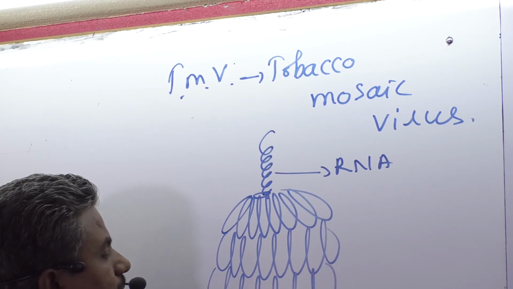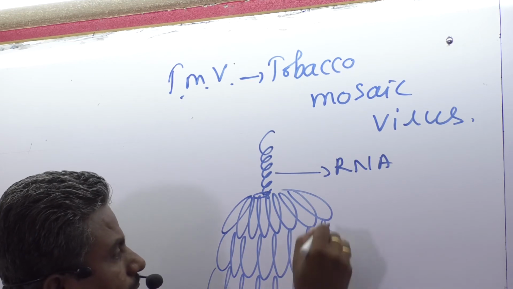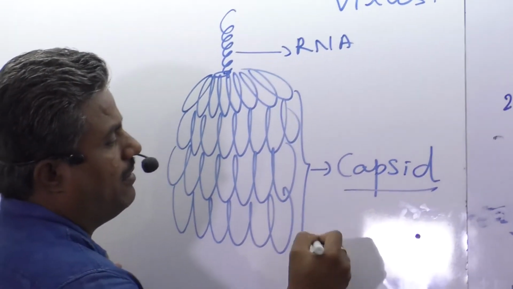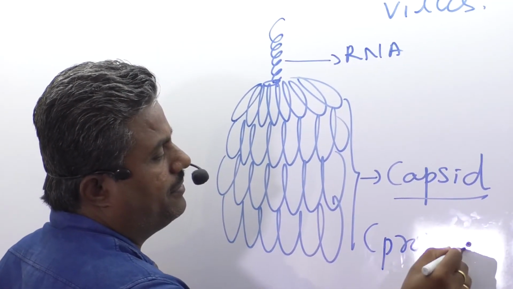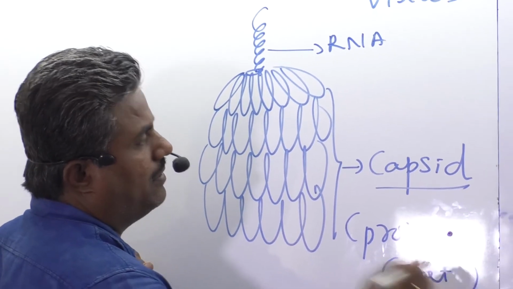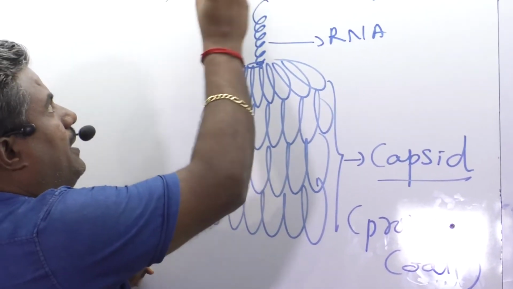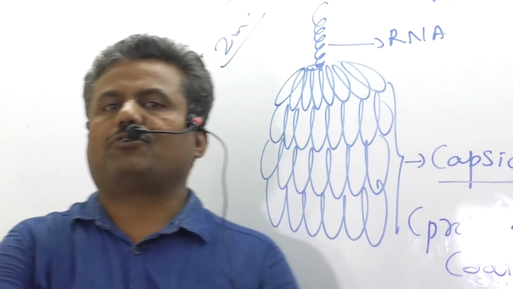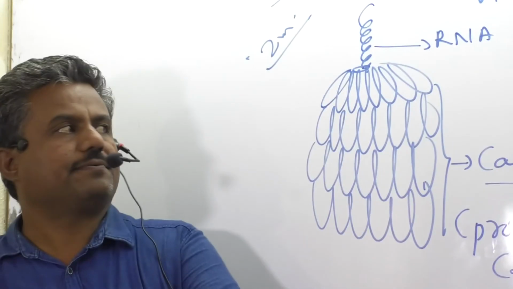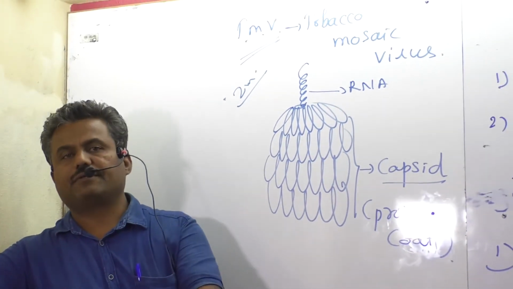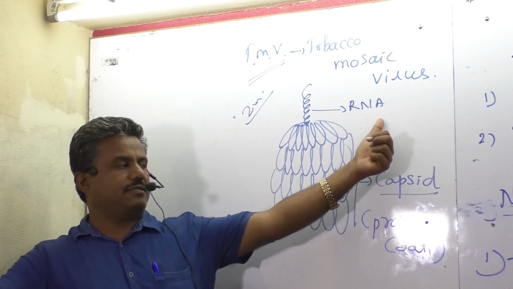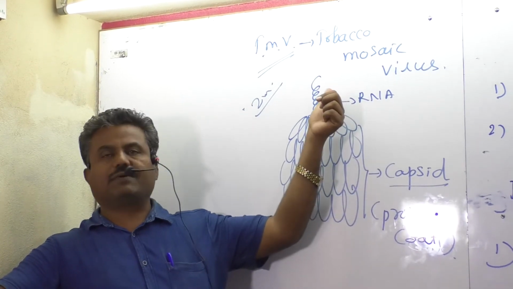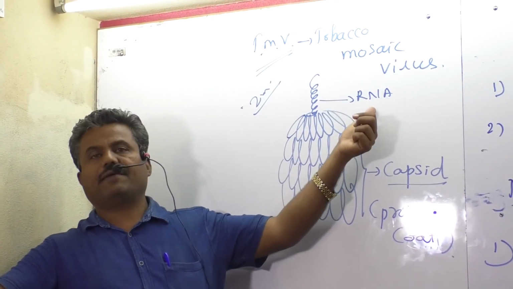So this is the capsid or protein coat. This is the structure of TMV. It may be asked as a 2 mark question. Tobacco mosaic virus has only two components. One is nucleic acid, another one protein. This is a protein layer. One nucleic acid, that is mainly RNA.